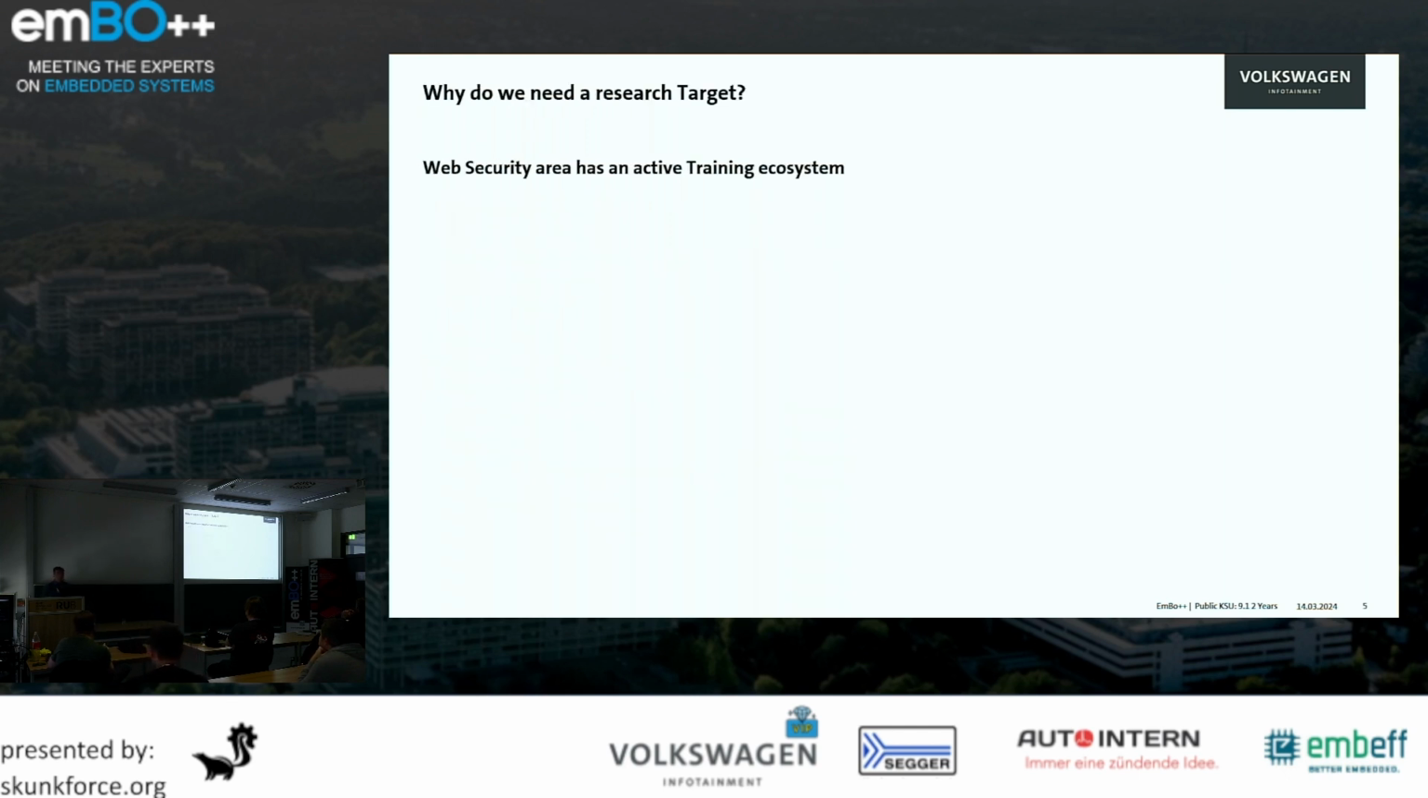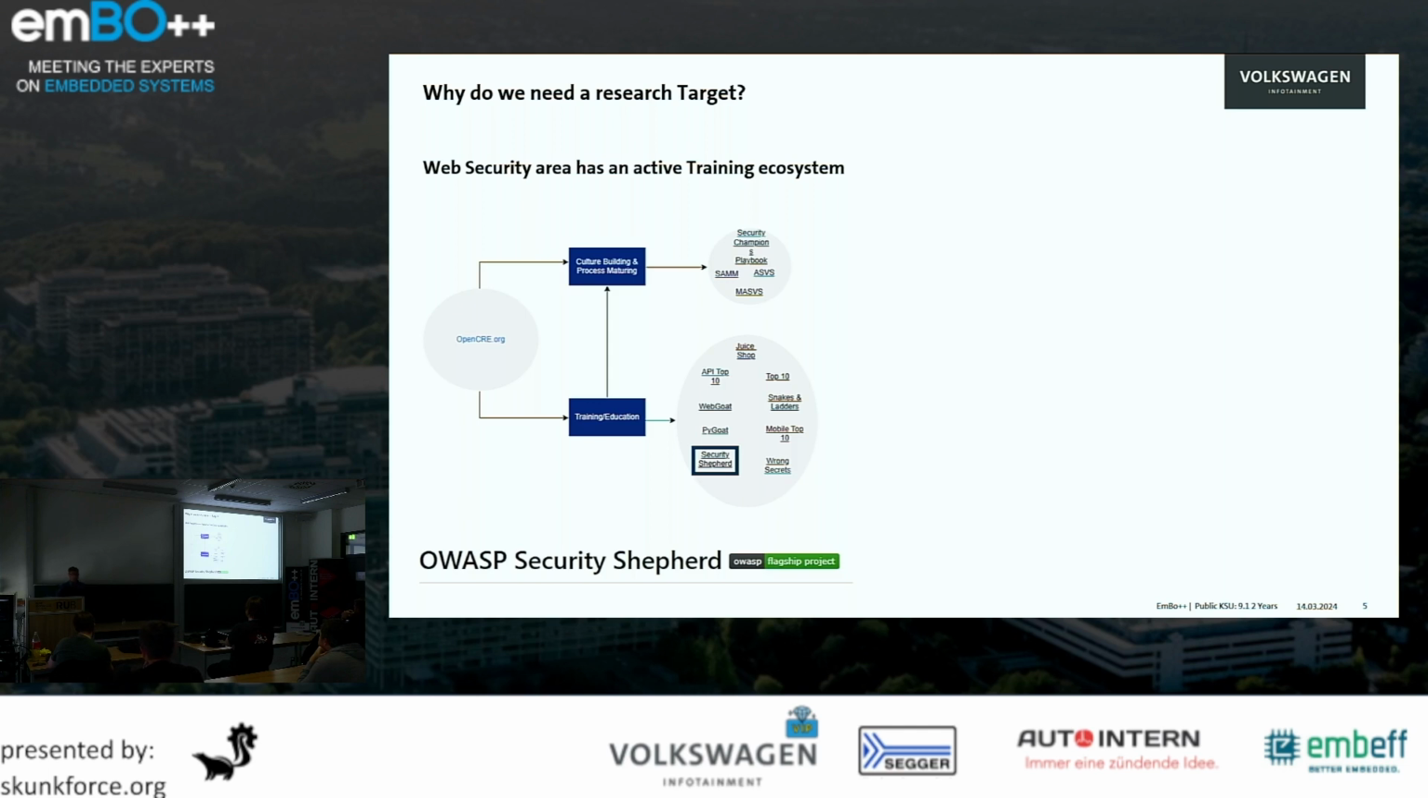And why do we need a research target for intrusion detection? So I studied here at Ruhr-Universität, and there's a lot of web security going on, and there you have a big ecosystem, mostly driven by OWASP and some others. They provide the Security Shepherd, which is a virtual machine you can download. You run it in a local virtual machine. You should not put it on the internet. And you get a big collection of vulnerabilities. And you just start exploiting, learning, and improve your own security mindset.